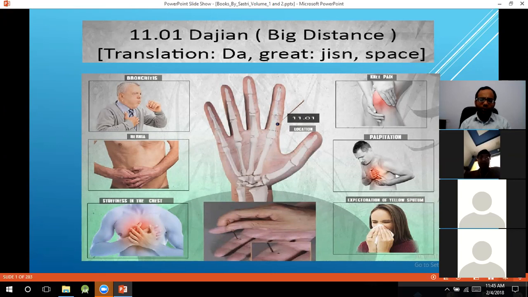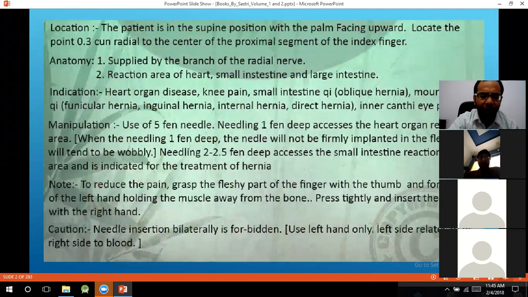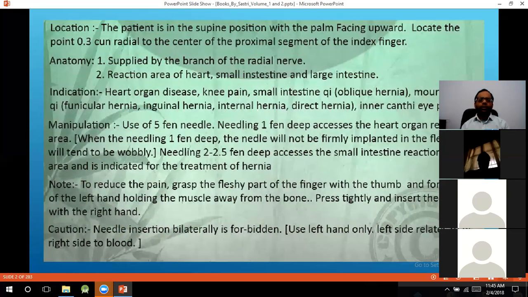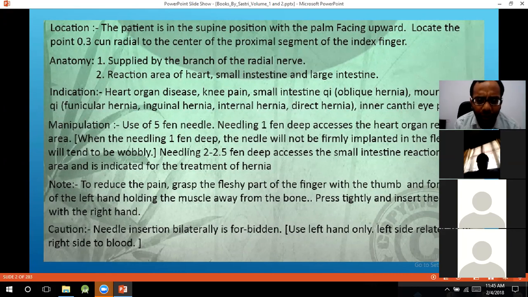hiccups, and also it helps you to recover the low back area, knee pain, and especially the lung area. So whenever there is a COPD case, use 11.01, 02, and 03. This is a very good point. The reaction area is heart and lung. The nerve reaction is the radial nerve, and the reaction area is the heart, small intestines, and large intestines. And according to me, it also helps in skin problems. So I also consider it in the reaction area.